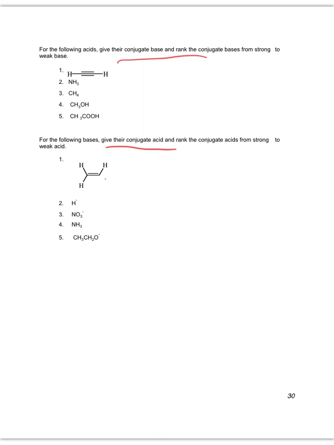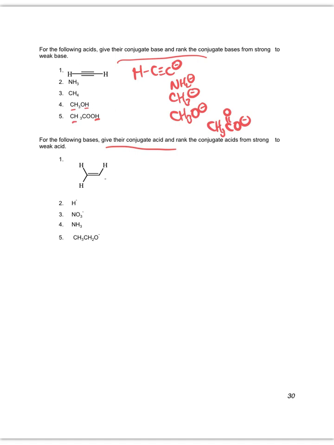Okay, so on the first one, conjugate base, all we do is remove the most acidic hydrogen. So we're going to have the acetylide, we're going to have NH2 minus, CH3 minus. On the number 4, we have a hydrogen on an oxygen, a hydrogen on a carbon. We know the hydrogen on the oxygen is more acidic, so we'll have the methoxide. And the last one, we have a hydrogen on an oxygen versus a hydrogen on a carbon. So we know it's going to be the hydrogen on the acid, so we're going to get the carboxylate.